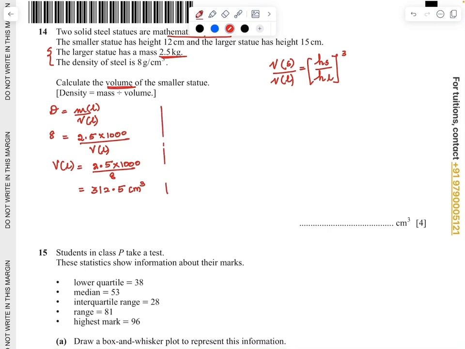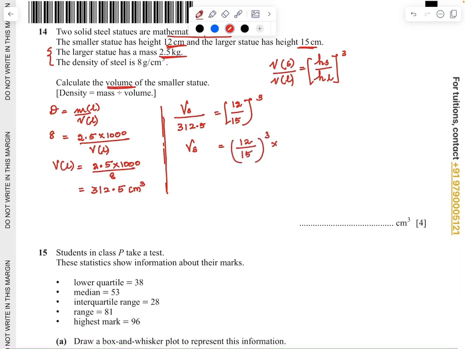Now let's get back to this formula. Vs by Vl is equal to Hs by Hl, the whole cubed. Vs is what I have to get. So Vl I know now: 312.5. Height of the smaller one is 12 and height of the larger one is 15, the whole cubed. So Vs is equal to (12/15) cubed into 312.5, which gives us 160 centimeter cubed.